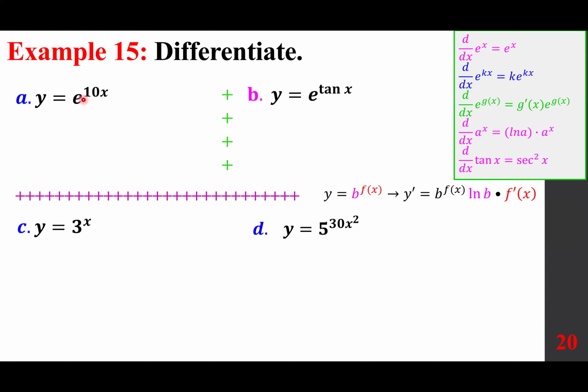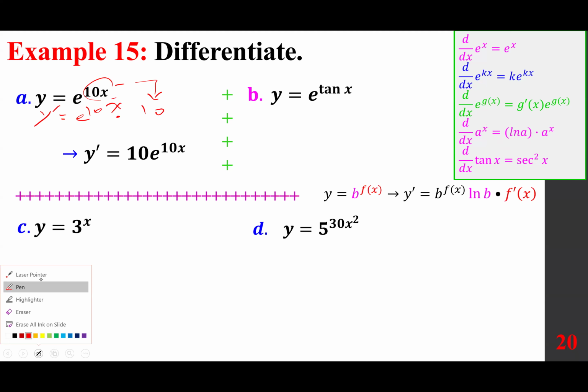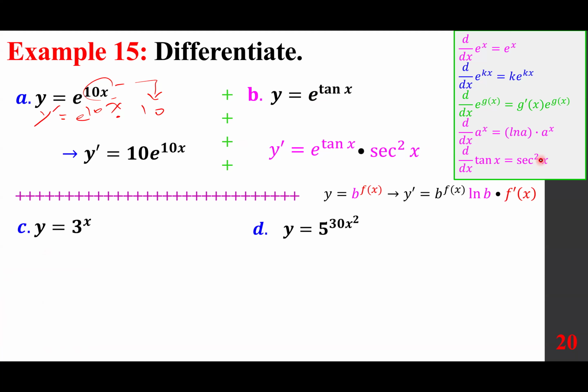So right here, I say the answer is itself. Then times the derivative of tan x, and I put it in front. I do the same thing here. The answer is itself. Then times the derivative of tan x, which is secant squared, and you don't have to make any changes.